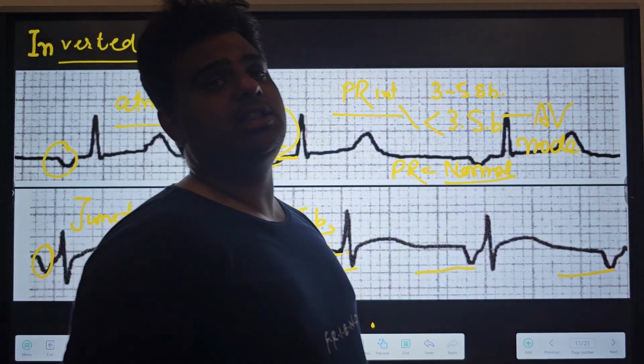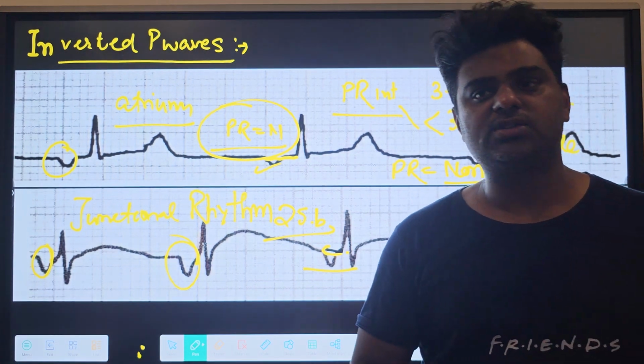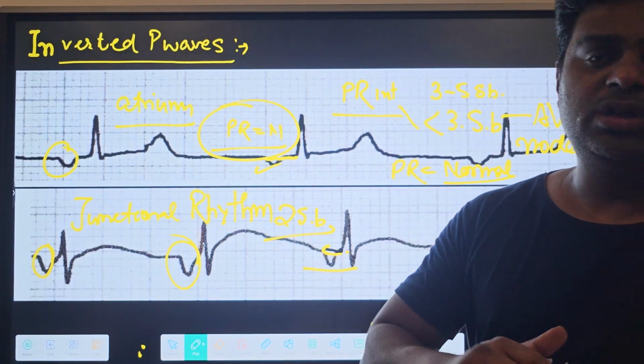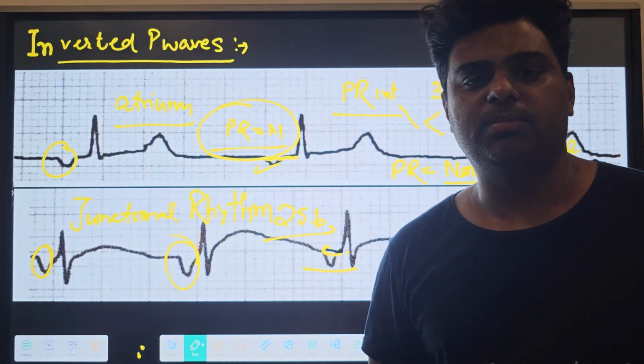So this was regarding the P wave. The next lecture will include the QRS and the T wave, and slowly in 20 to 25 lectures everything regarding ECG will be completed.